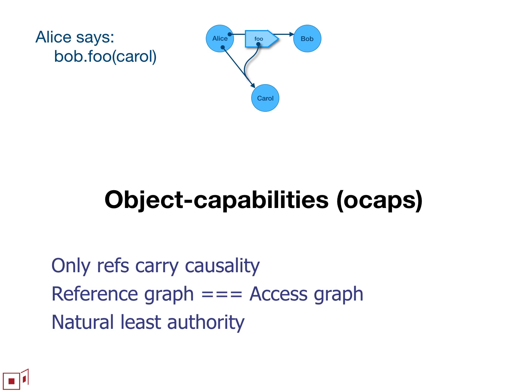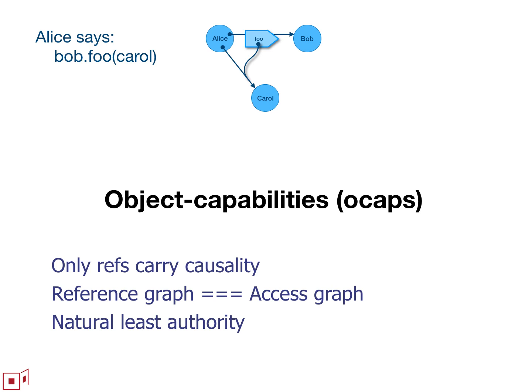So the basic step of object-oriented programming is when object Alice says, for example, bob.foo(carol), invoking Bob's foo method with Carol as an argument. The thin arrows represent object references. What's shown here is that if object Alice already has a reference to Bob and already has a reference to Carol, then Alice can invoke Bob with that reference. To get from objects to object capabilities, we only need to impose some restrictions that are very natural restrictions from the point of view of the object program.